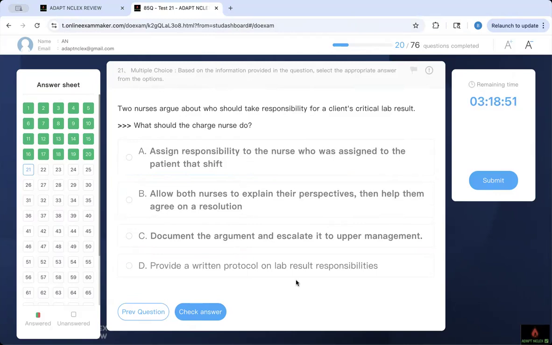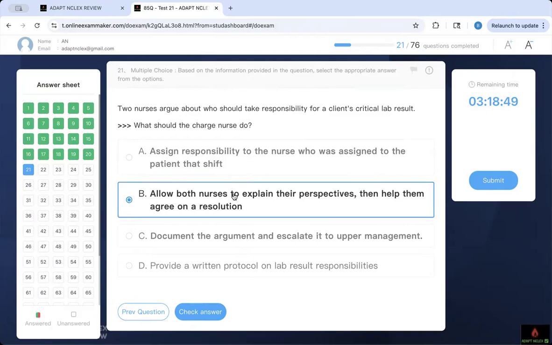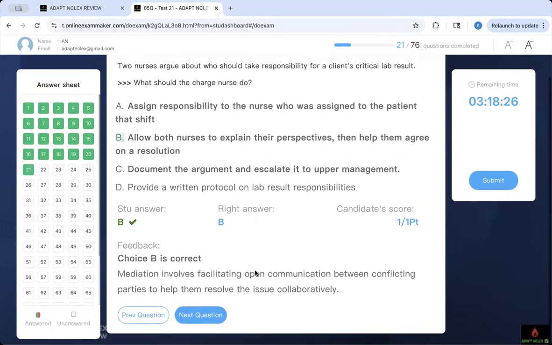If you want to resolve conflict, let both of them go at it, come back together, and then help them resolve it. You cannot assign responsibility to the one who was assigned today. That's not good. You should not escalate it to upper management. Figure out what each one wants, why they're arguing, and then help them resolve the problem. Conflict resolution.